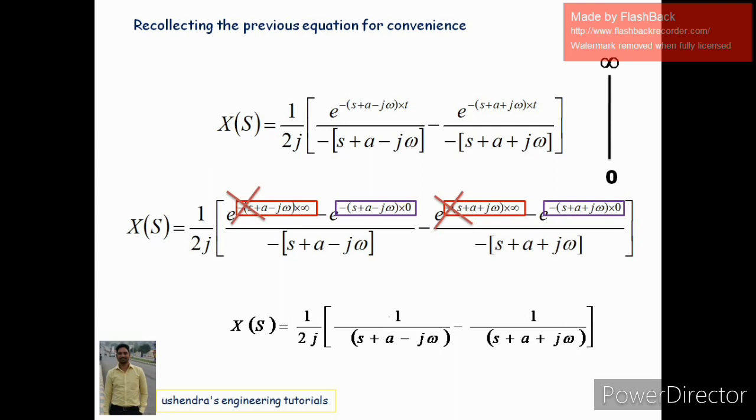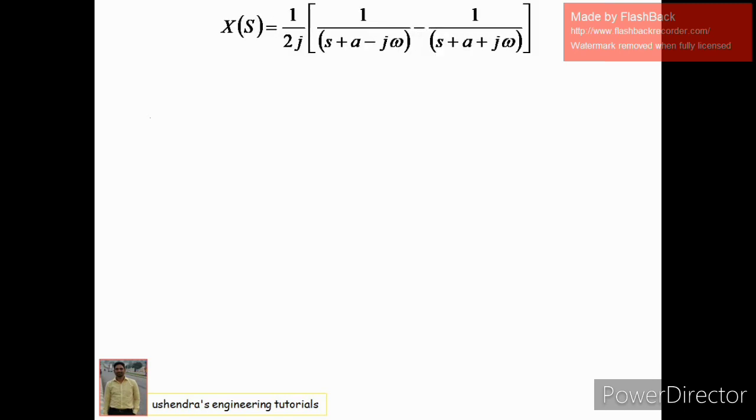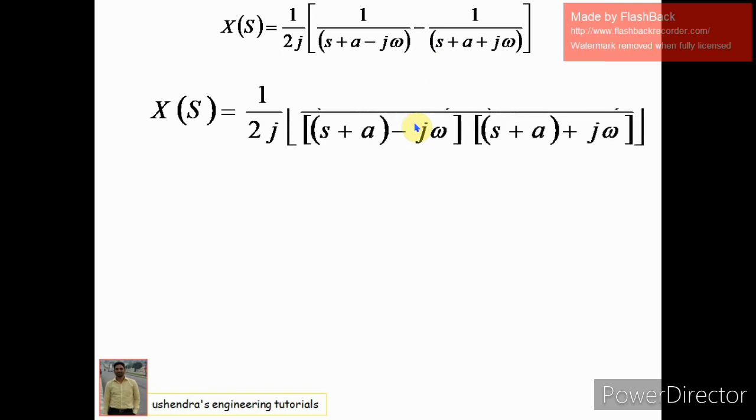Going ahead, what we have is X(s). This is the previous equation, recollected for convenience. X(s) is equal to 1 upon 2j as it is, and simplifying this one, taking out the LCM, both the denominators are multiplied over here. Watch carefully, there is a small rearrangement. The real terms are written as a single term, (s plus a) in brackets, minus j omega. We have a reason for this, I'll tell you.